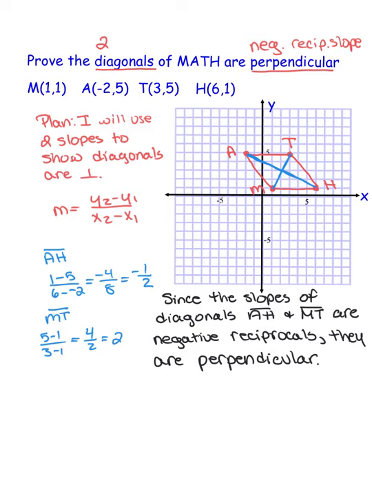So again, if I look at this, my plan is I will use 2 slopes to show the diagonals are perpendicular. I did draw my diagonals in so that I can see what letters I'm looking at, and I am looking at AH and MT. When I did my slope formula, this is -1/2. This slope is 2. Those are flipped and negated, which means they're negative reciprocals. So my conclusion, again, this one's nice and short. Since the slopes of diagonals AH and MT are negative reciprocals, they are perpendicular.